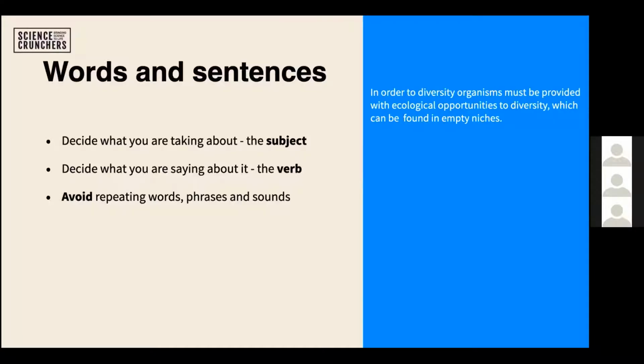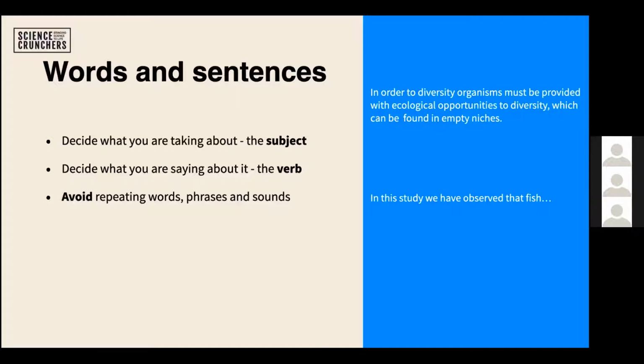I'll show you here a couple of examples. This one I created based on another paper, and I think it's a bit complex. I'm going to read it, okay? In order to diversify, organisms must be provided with ecological opportunities to diversify. So it's already wrong. Which can be found in empty niches.